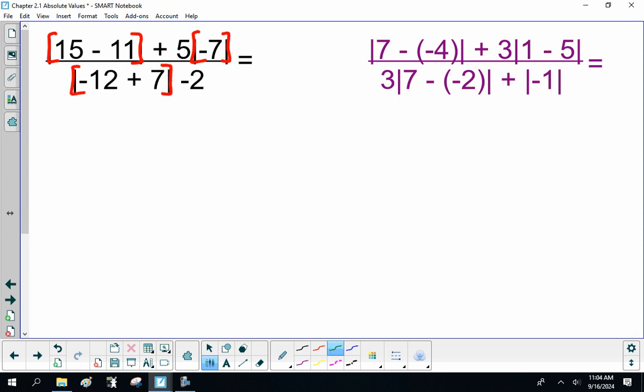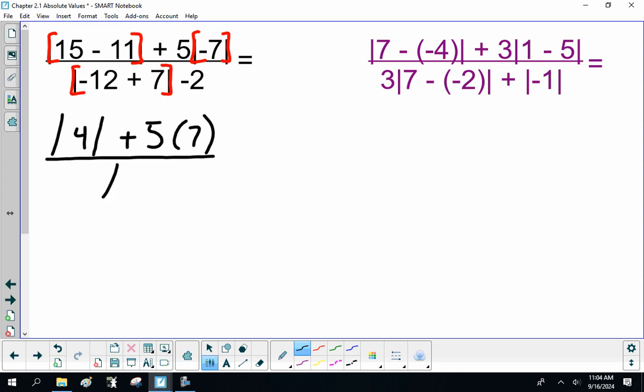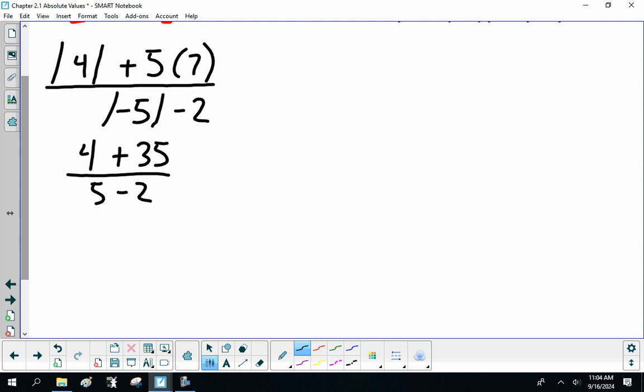So the first chunk here: the absolute value of 15 minus 11 is the absolute value of 4. 5 times the absolute value of minus 7 is 7. Minus the absolute value of minus 12 minus 7 is the absolute value of minus 5 minus 2. So this is 4 plus 35 over the absolute value of minus 5, which is 5 minus 2. So this is 39 over 3, which is 13.